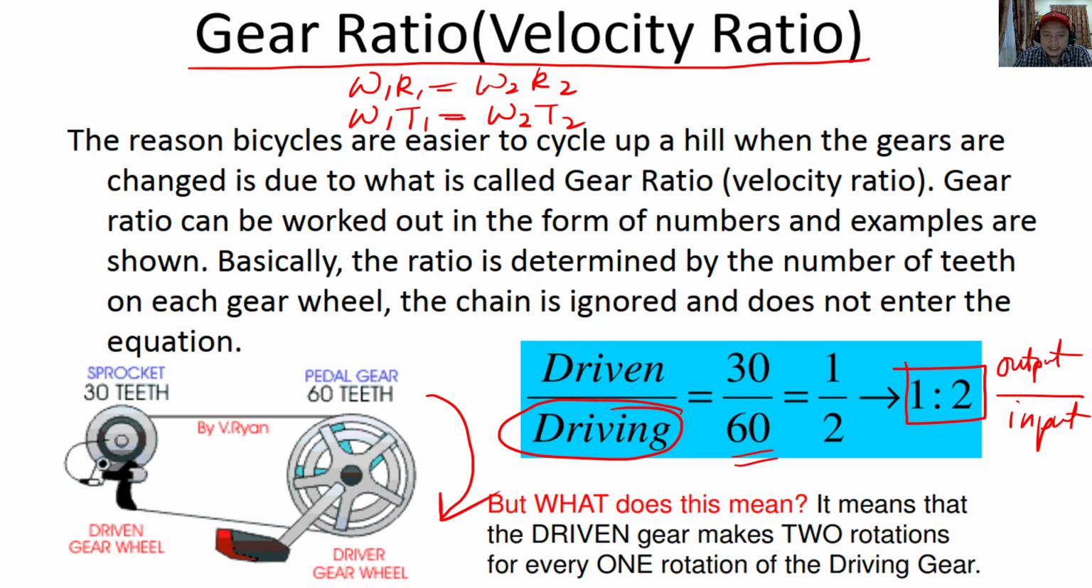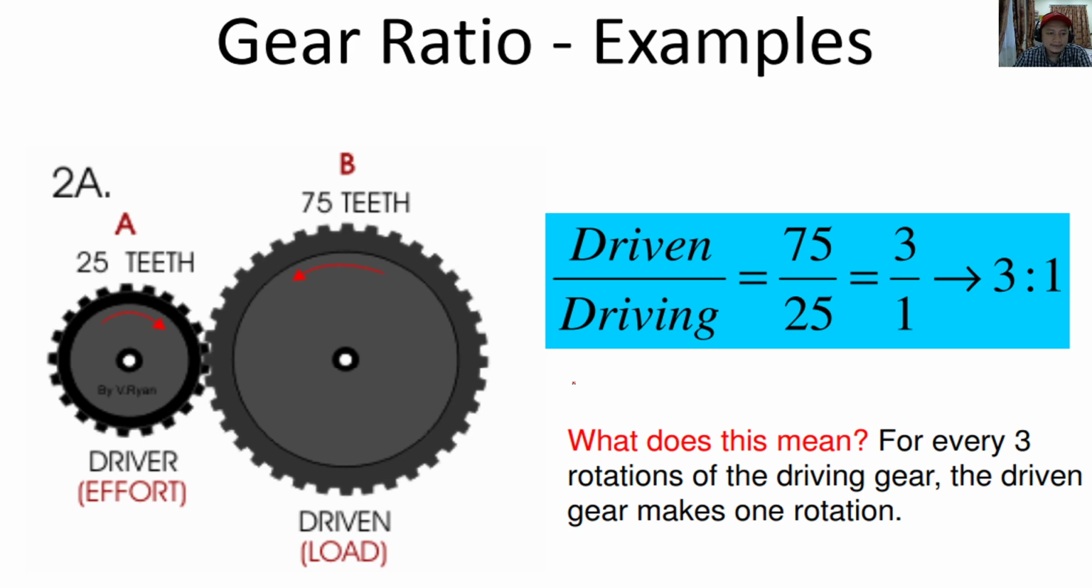Can we change teeth to radius? This one is a bigger radius, R1 bigger than this one. You can even change from teeth to radius, or diameter. Diameter also can. The ratio would be the same: output over input.